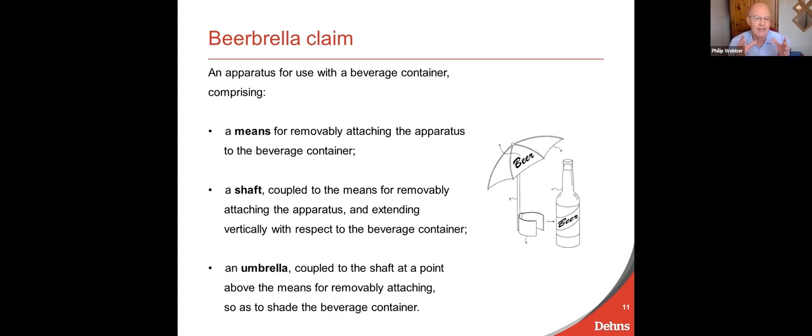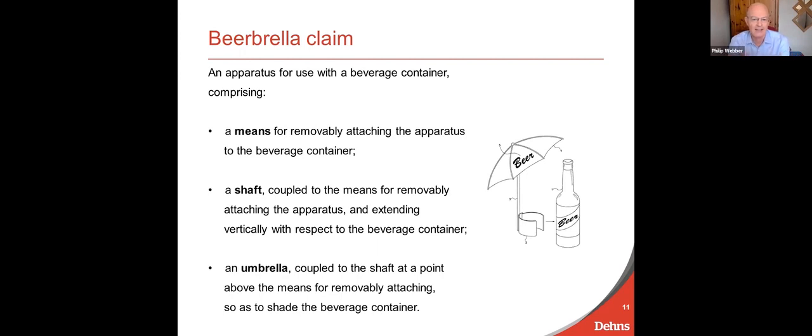And this apparatus is said to be comprising. In patent law, comprising means that it's got the following features, but it could have other things as well. So in this particular case, we've broken down our invention into 3 different features. First of all, the bit that attaches to the bottle. We've called it a means for removably attaching. A means just means anything that removably attaches the apparatus to the beverage container.